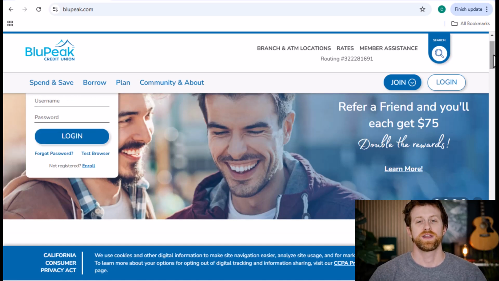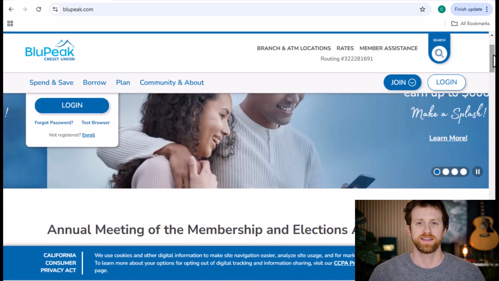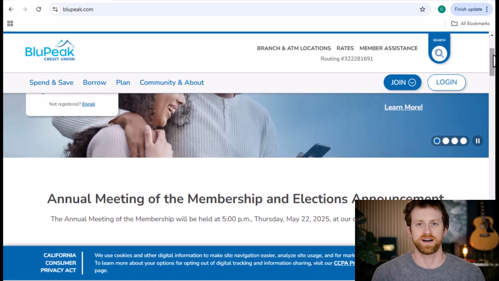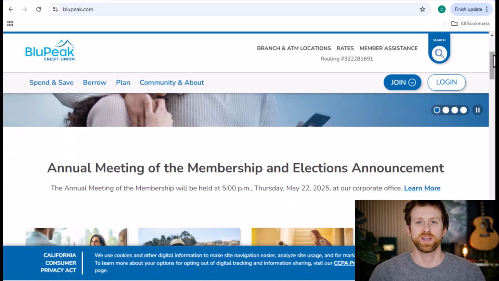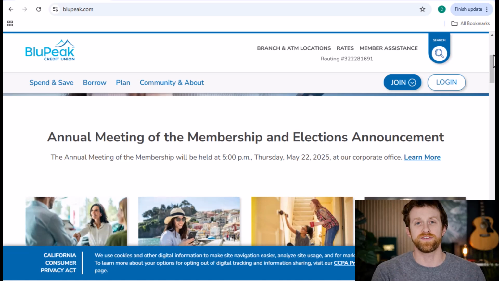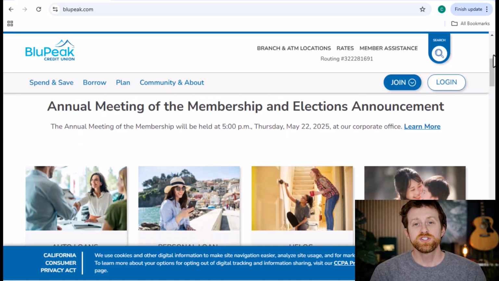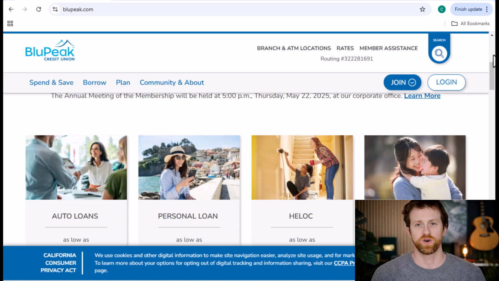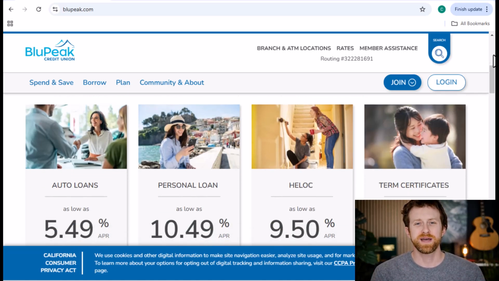When applying for an account or verifying your identity with Blupeak Credit Union, the process is designed to protect your financial security while meeting standard compliance regulations. To complete your identity verification smoothly, you will need to provide specific personal details and documentation.